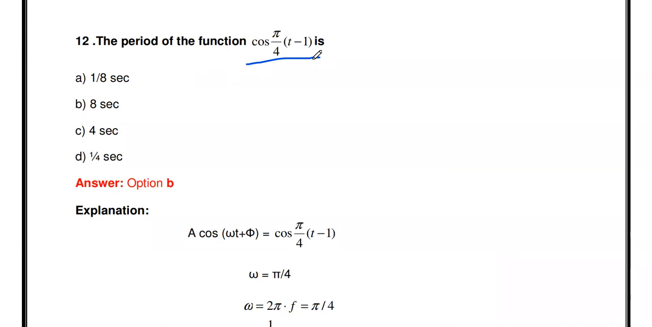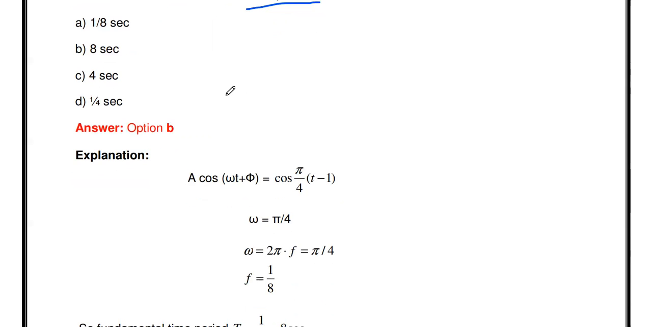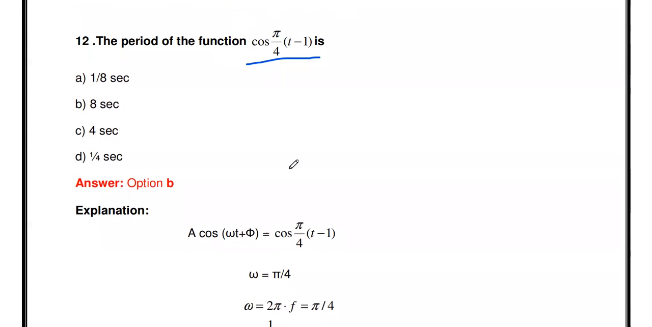Already you know all continuous time single sine and cosine waves are periodic signals. So from that, we have to find the period. If we want to find the period, first we compare the given equation with the standard cosine sequence.